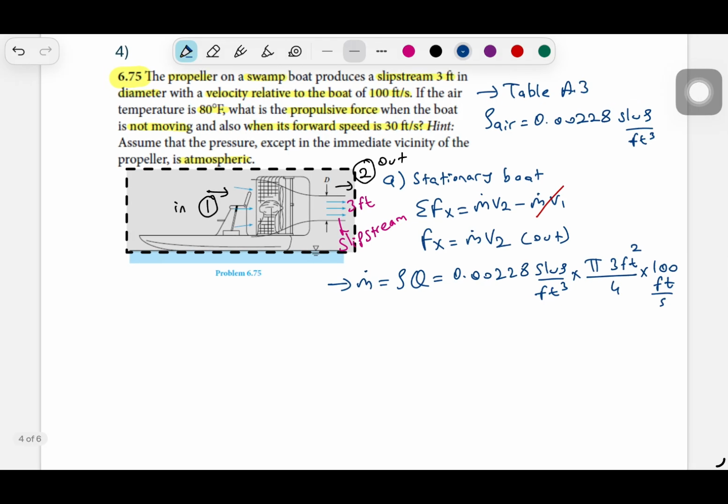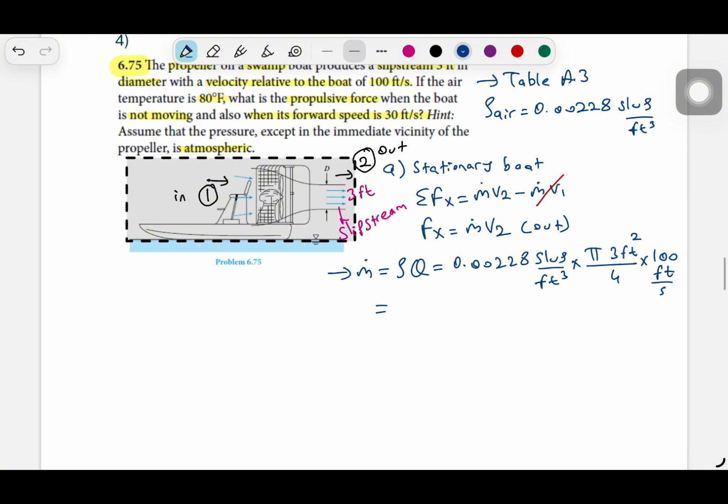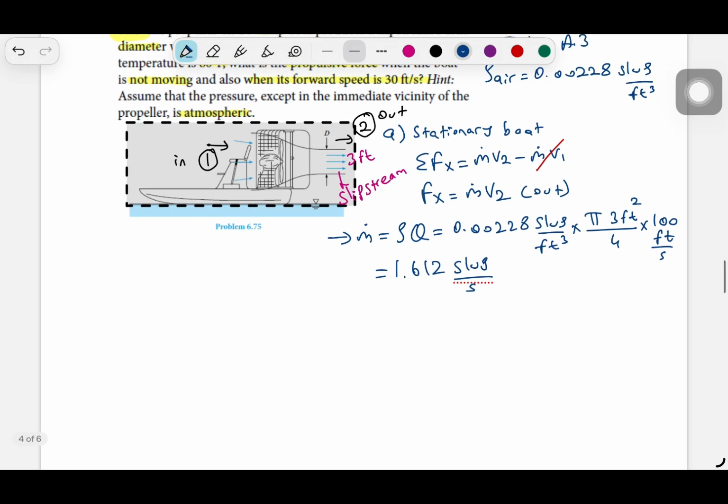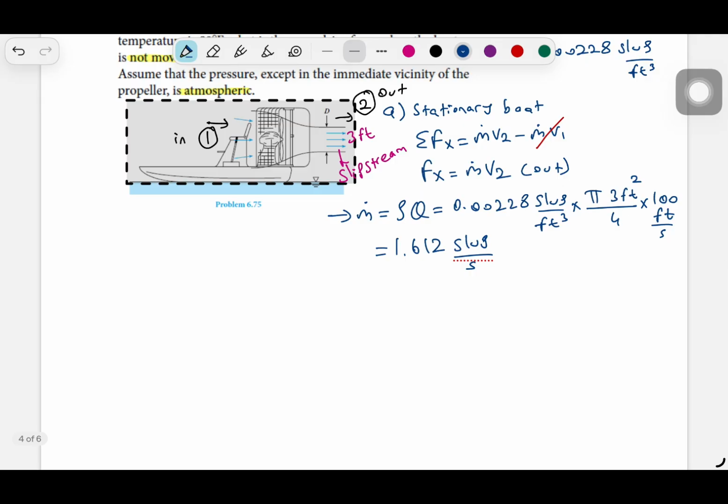And because this is the velocity relative to the boat, we are using this as our mean velocity to calculate the mass flow rate. And from here we can get 1.612 slug per second as the mass flow rate. So here we have Fx, which is only out. So this is for the condition when the boat is stationary.